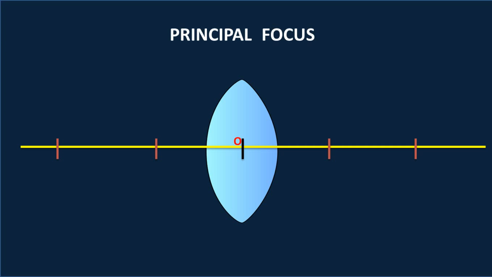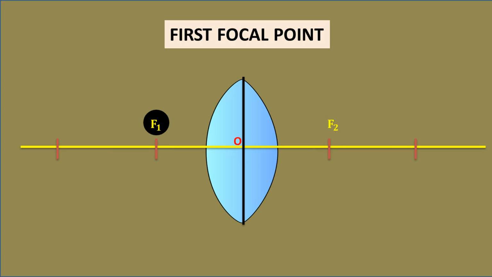These are known as the first focal point or first focus F1, and the second focal point or second focus F2. If the medium is the same on either side of the lens, the two foci are situated at equal distance from the optical center.